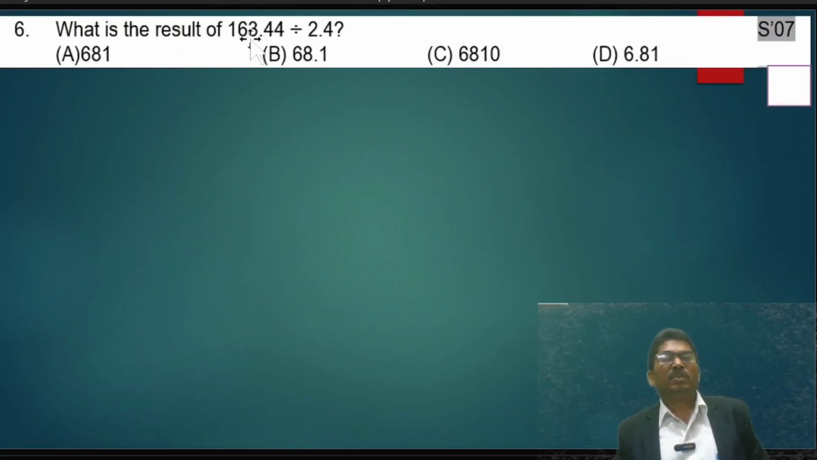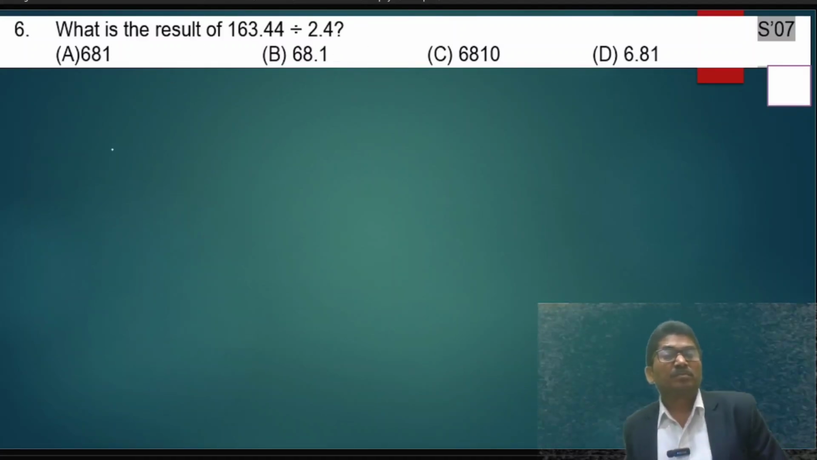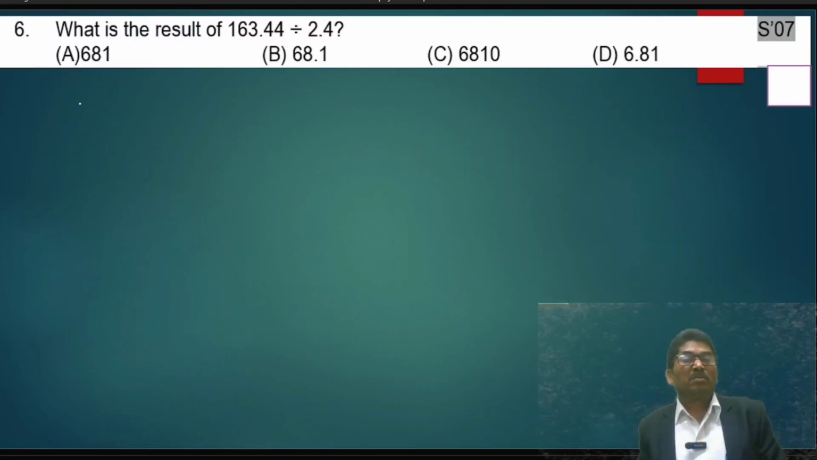What is the result of 163.44 divided by 2.4? Division sum. Here is a division sum. 163.